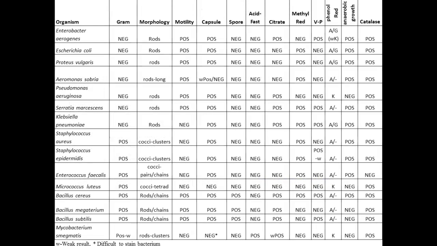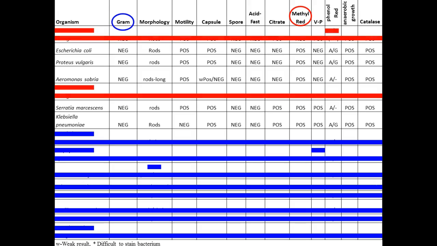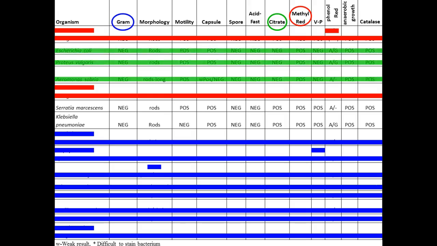Okay. So, gram negative eliminates all the gram positives. Methyl red eliminates 2 of the negative results. Citrate narrows it down to the 2 positives, which narrows it down to Serratia and Klebsiella pneumoniae. And then the phenol red helps narrow it down to Serratia marcescens.